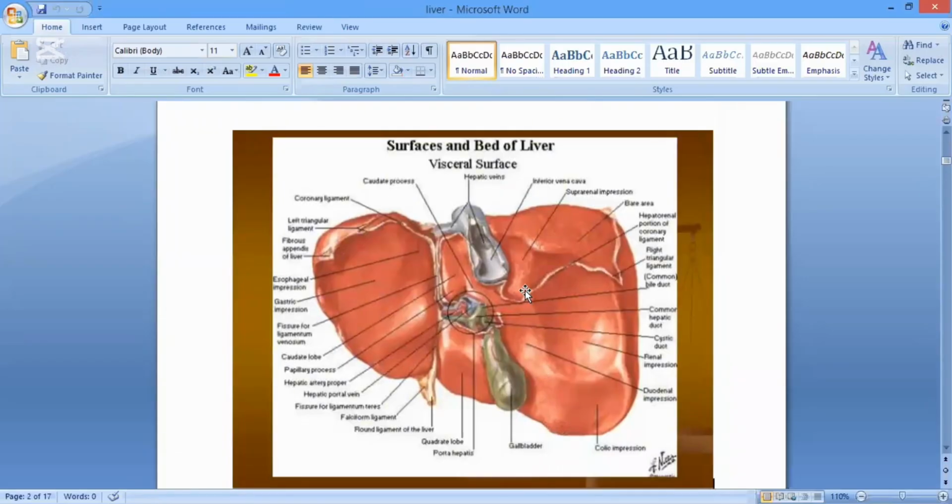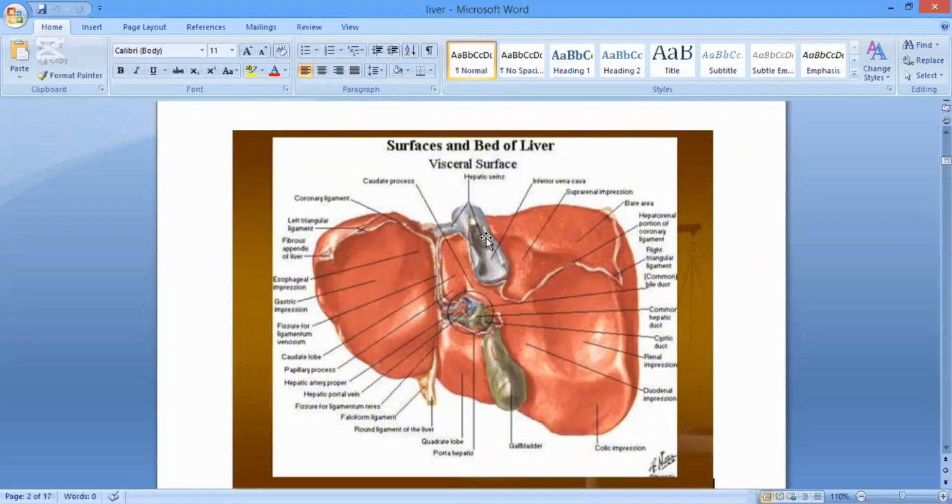Now, here you can see on the right side, this fissure where the gallbladder and the inferior vena cava lie, this longitudinal fissure, right? This is called the right sagittal fissure. The right side is called the right sagittal fissure, and it is marked anteriorly by the groove for the gallbladder and posteriorly by the groove for the inferior vena cava.